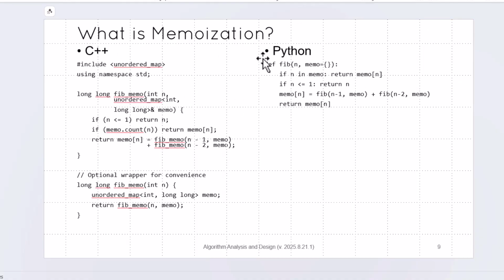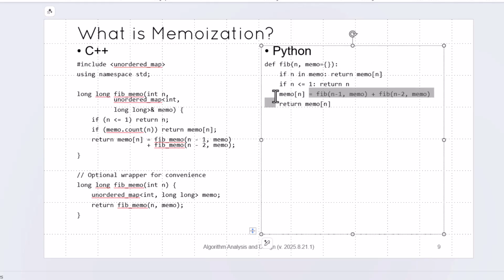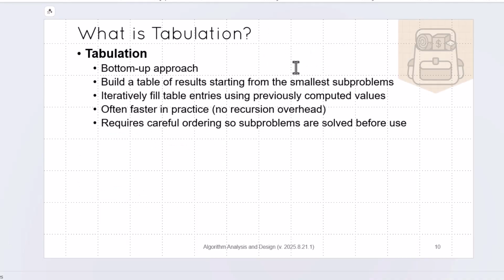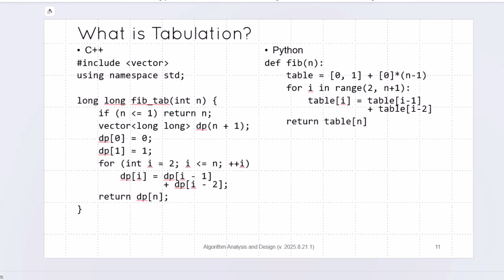Okay, so this is just Fibonacci examples where we are storing this data into an array, or a list in this case. So what's tabulation? This is a bottom-up approach. We build a table of results starting from the smallest subproblems, iteratively filling the table entries using previously computed values, and in practice this is often faster, so there's no recursion overhead. But it requires careful ordering so the subproblems are solved before use. And this is, of course, the code samples of the C++ versus Python.